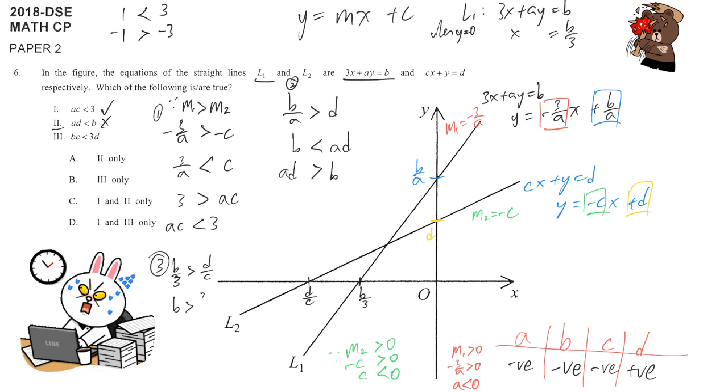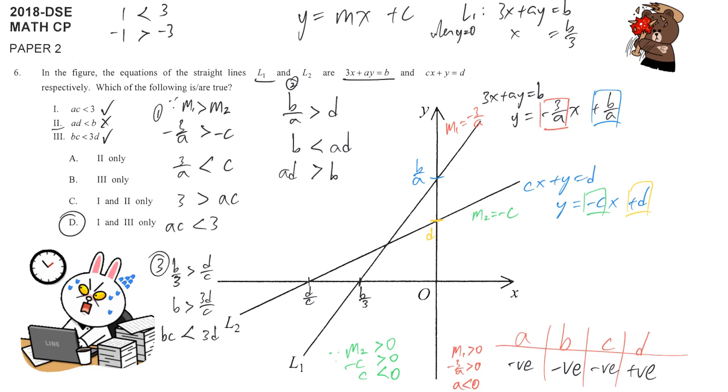So b is larger than 3d over c. We want to put bc together, compared with 3d. And then both sides times c. Again, c is negative. Whenever you multiply by an unknown, you have to be really alert. It's negative. That's why we need to change the direction. So bc is more than 3d. Oh, this is correct. So our answer is D.